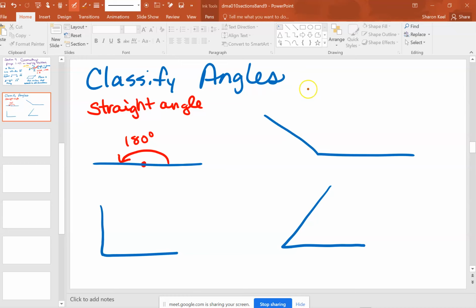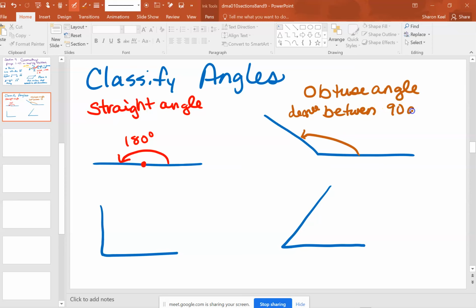The second angle here is called an obtuse angle. The measurement of an obtuse angle is between 90 and 180. It's not going to be 180 because that's a straight angle. It's not going to be 90 because we're getting ready to talk about 90, which is a 90-degree right angle. The measurement is between 90 and 180. So 90 point anything up to 179.9.